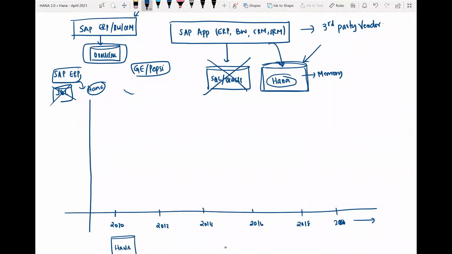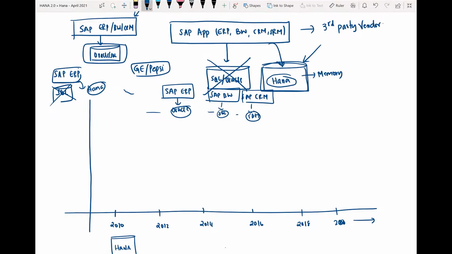What they did was they realized that companies which were running an SAP ERP or SAP BW or SAP CRM, let's take it this way. So if this is run by Oracle, if this is run by SQL Server, and this is run by IBM DB2, I cannot go ask them to replace all this with HANA.